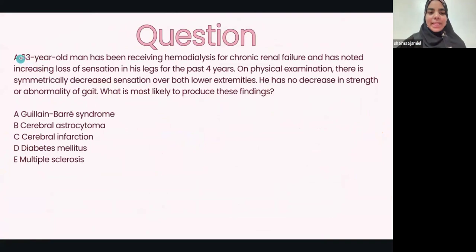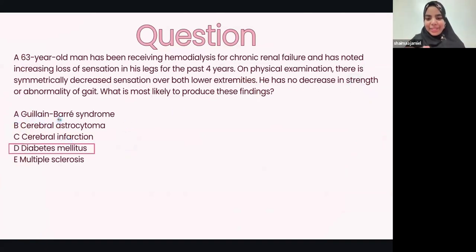Okay. So a 63-year-old man has been receiving hemodialysis for chronic renal failure and has noted increasing loss of sensation in his legs for the past 4 years. On physical examination, there is symmetrically decreased sensation over both lower extremities. He has no decrease in strength or abnormality of gait. What is most likely to produce these findings? Okay, most of you are saying D, and someone is saying it's chronic, so it can't be A. Correct. It's D.